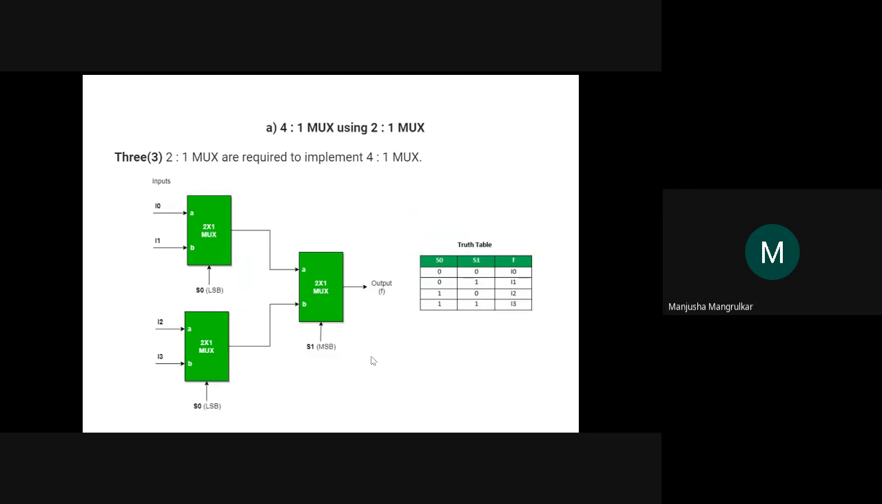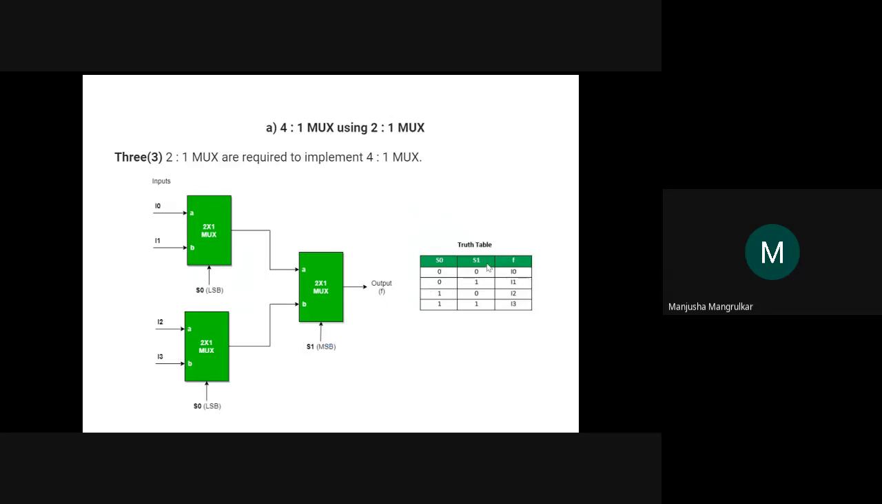We know the function of a 2 is to 1 mux. If the select line is 0, whatever data is on A will come over here. If the select line is 1, whatever the data of B is, it will be represented on this output. So now this is A and B, A and B, A and B. This is S0, S1, and this is S0, S0, and S1. This is the select.